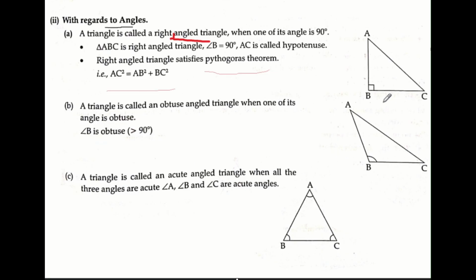Then a triangle is called an obtuse angle triangle when one of the angles is obtuse. Obtuse means the angle should be greater than 90 degrees. So if any one of the angles is greater than 90 degrees, it's an obtuse triangle. Then it's an acute angle triangle. If you are calling a triangle an acute angle triangle, then all three angles are acute. Here we have triangle ABC, where angle A, angle B, and angle C should be acute, that means less than 90 degrees. These are the three major classifications of triangle according to the angles.